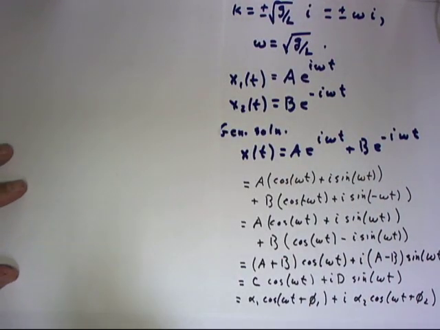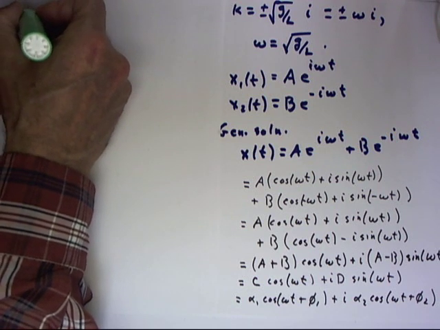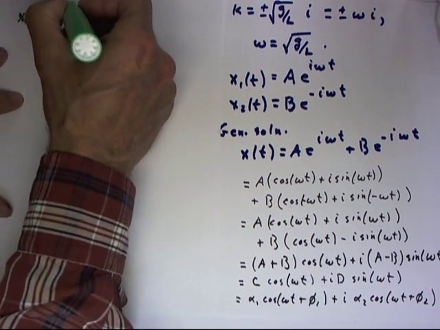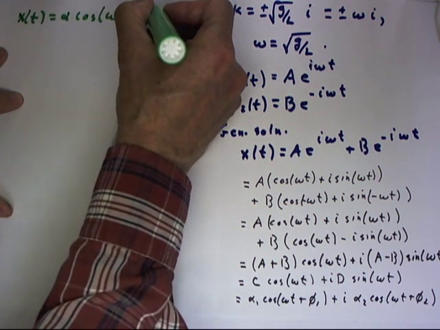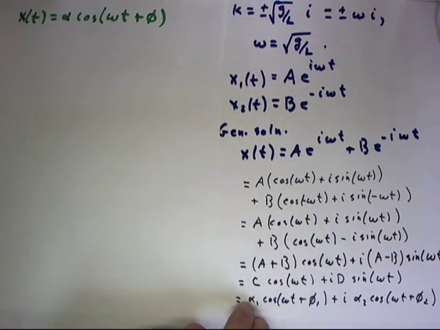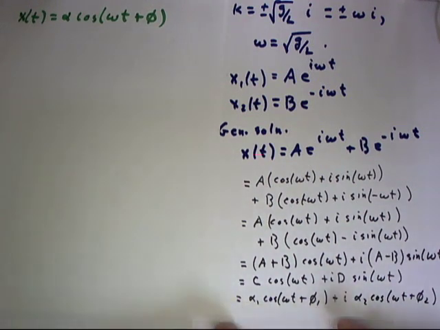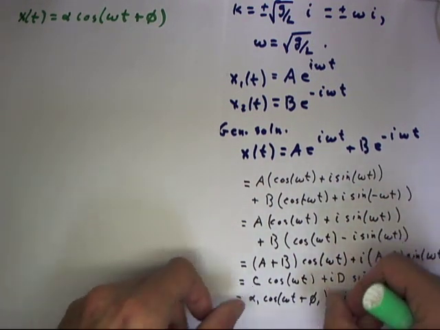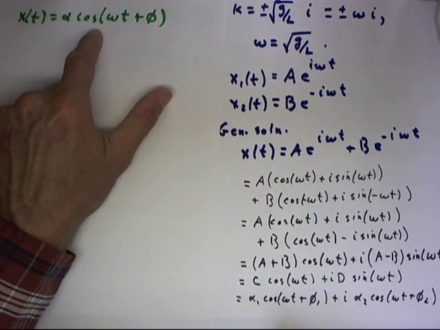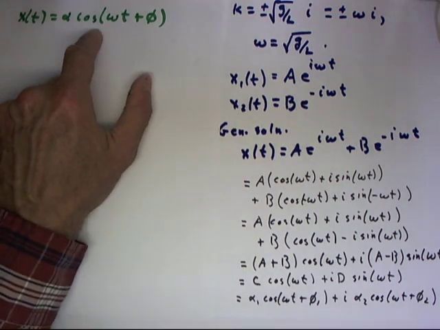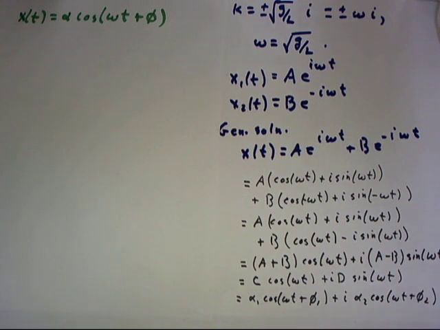Now, let's just look at this solution. Let's just take x of t equal alpha cosine of omega t plus phi. I'm not writing the subscript 1 on the alpha or the subscript 1 on the phi, because I'm simply isolating out the real part of this solution and asserting that this real part matches the behavior of the pendulum and can be made to match the behavior of the pendulum for any set of initial conditions.